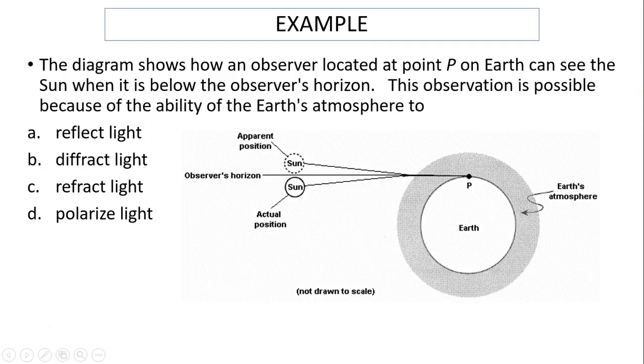Another example. The diagram shows how an observer located at point P on Earth can see the sun when it is below the observer's horizon. This observation is possible because of the ability of the Earth's atmosphere, which we just talked about, to refract light, because the atmosphere has different layers and each layer has a different density. As a result, the sunlight bends and doesn't travel in a straight line. That's why we see the sun before sunrise and after sunset.